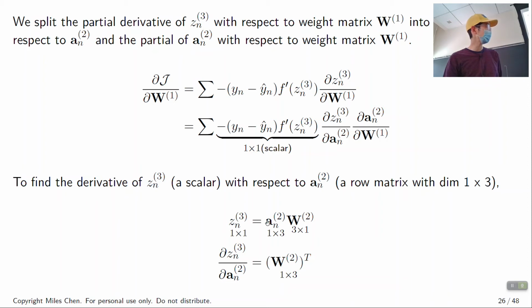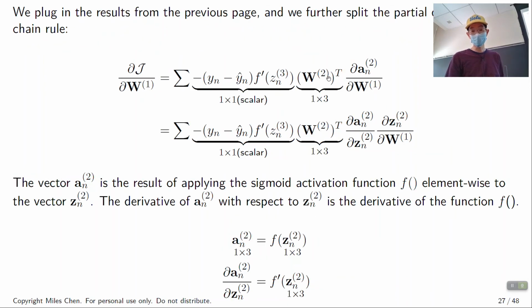Because the nth row in A2 is 1 by 3, W2 transpose will be 1 by 3. So that's what we have there. This is going to become W2 transpose. Again, these are 1 by 1 scalars. This is a 1 by 3.